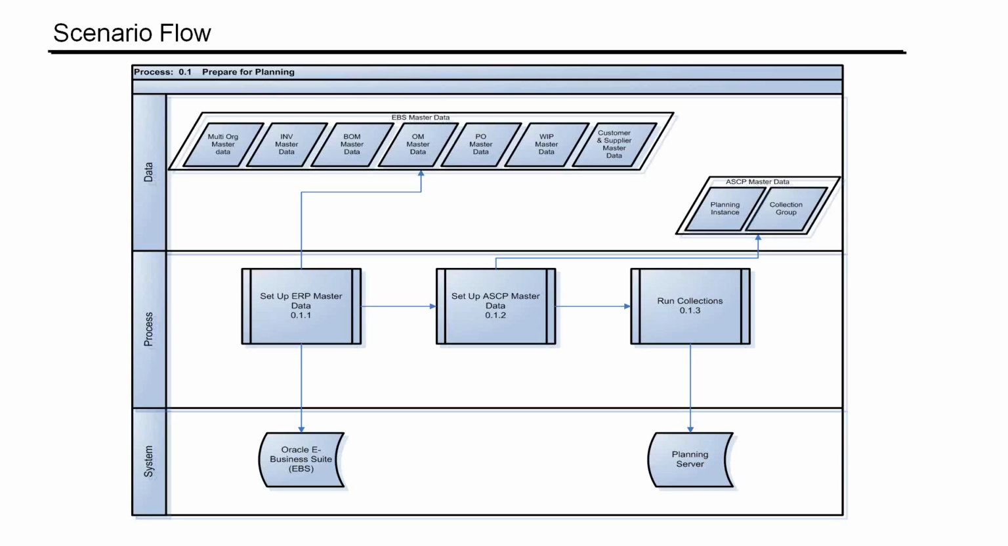So the scenario flow is like, for the ASCP to function properly, we have to have all the modules in place wherein the ASCP will collect the transactional data and the master data. So all the modules in the sense like it has to have the multi-org master data setup, the inventory setup, the BOM setup, the OM setup, the PO setup, the WIP setup. So all the modules have to be set up in the instance before we can go ahead and implement ASCP.